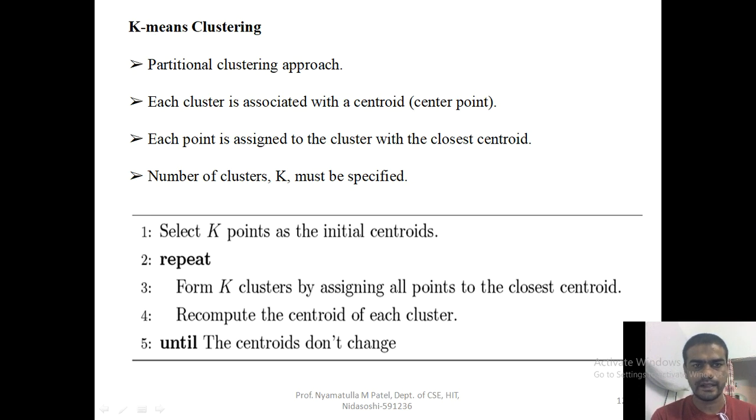K-means clustering is a partitional clustering approach. Here each cluster is associated with a centroid, or we call it a center point. Each point is assigned to the cluster with the closest centroid. The number of clusters, that is how many clusters you want to have, that k must be specified.